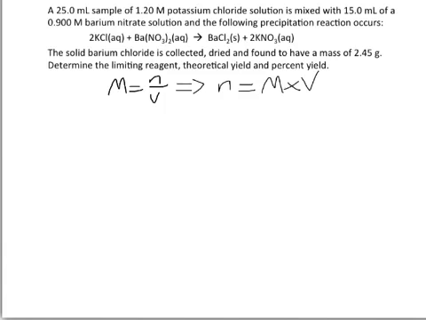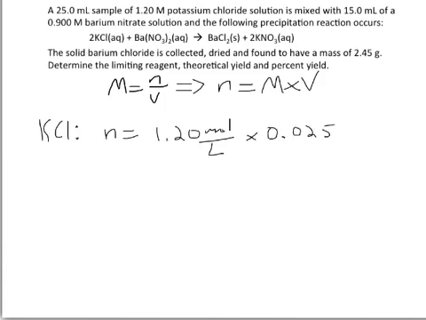So for the potassium chloride, the number of moles is equal to the concentration, and 25 milliliters is 0.025 liters. So I end up with the moles of KCl is 0.0300 moles. I'll do the same thing for the barium nitrate.